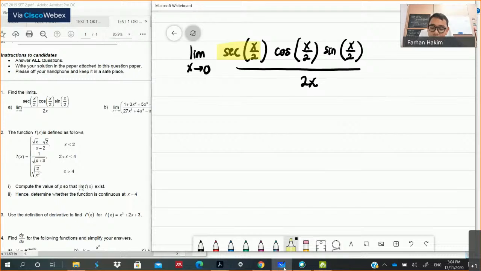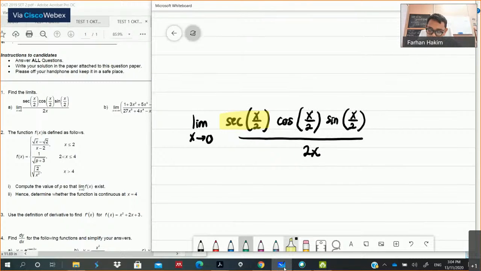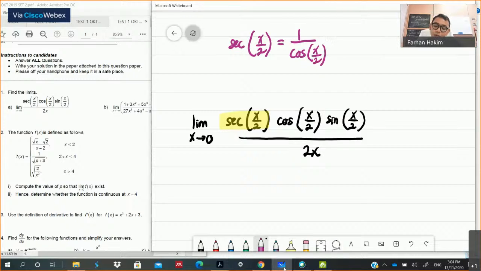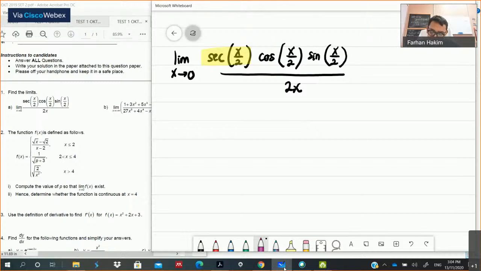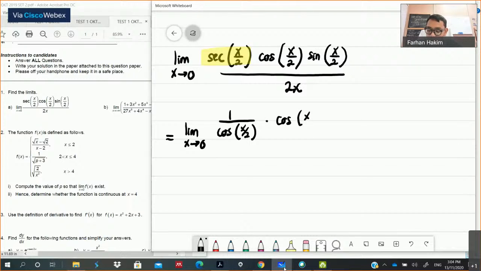Since we have the secant function, we can transform it. Secant is actually 1 over cos of x over 2. So we can transform it to be the limit as x approaching 0 of 1 over cos of x over 2, then we have cos of x over 2 over there, and we have sine of x over 2. So everything should be divided by 2x.